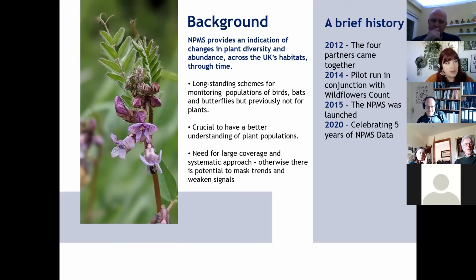So the four partners mentioned came together in 2012 to devise the scheme and the methodologies before a pilot was run in 2014. After that pilot, in 2015, the National Plant Monitoring Scheme as a whole was launched. So 2021 is the 7th year the scheme has run and data collected. Last year was a really pivotal year for the scheme, which was obviously bad timing with the lockdown and everything, but we've now finally had enough data, because you needed 5 years' worth of data to look at the trends and the indicators.